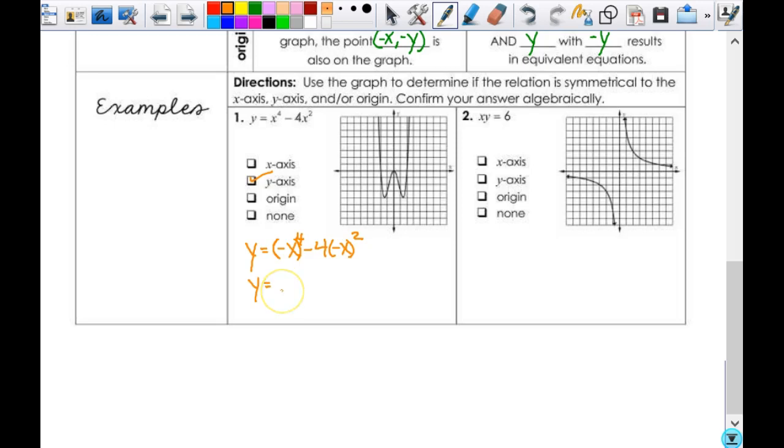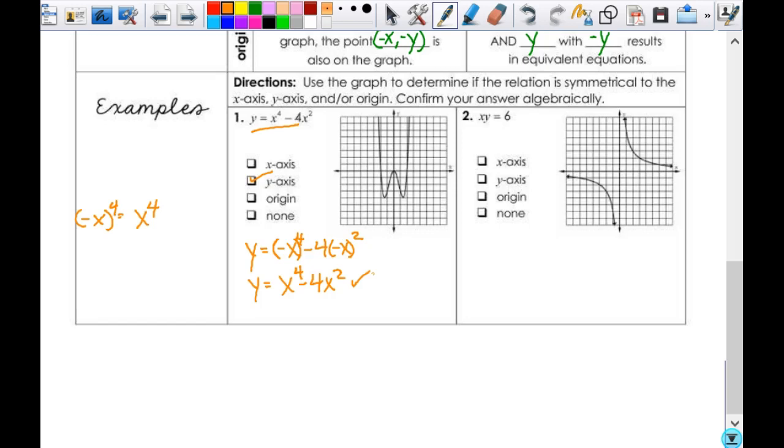What is negative x to the fourth power equal to? x to the fourth power. Anytime you have an even power, it just becomes positive. So x to the fourth power minus 4, what's negative x squared? x squared, right? And so does this look exactly like this up here? Yes. So I'm good. Okay, we okay with that?